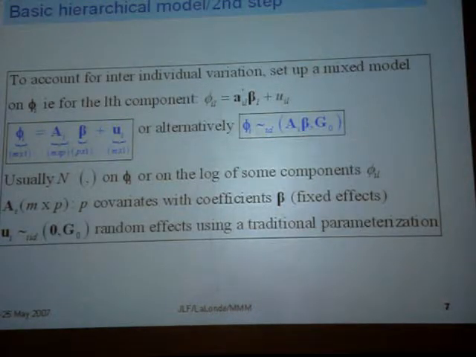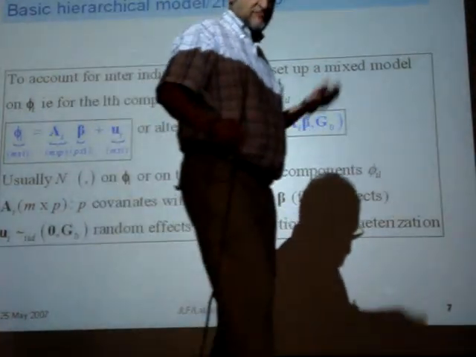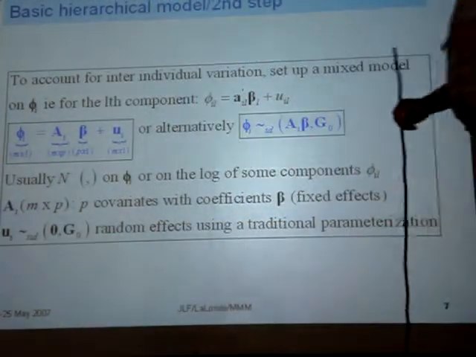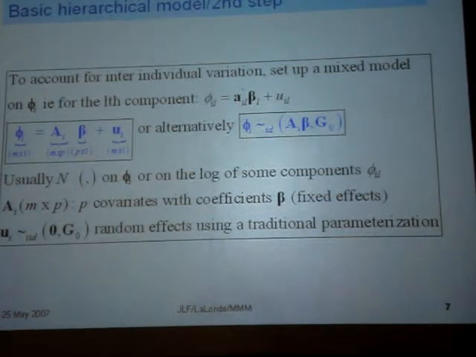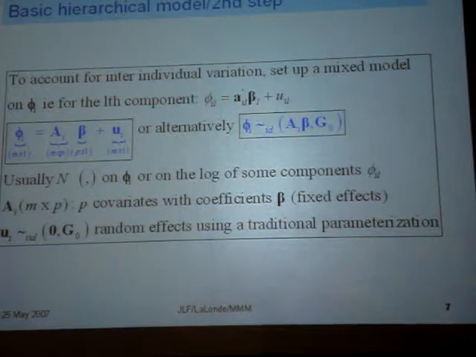So that was the first stage of the model. Now the second stage: the first stage was the distribution of yi given the parameter phi i. Now we will look at the distribution of phi i, how to model phi i.